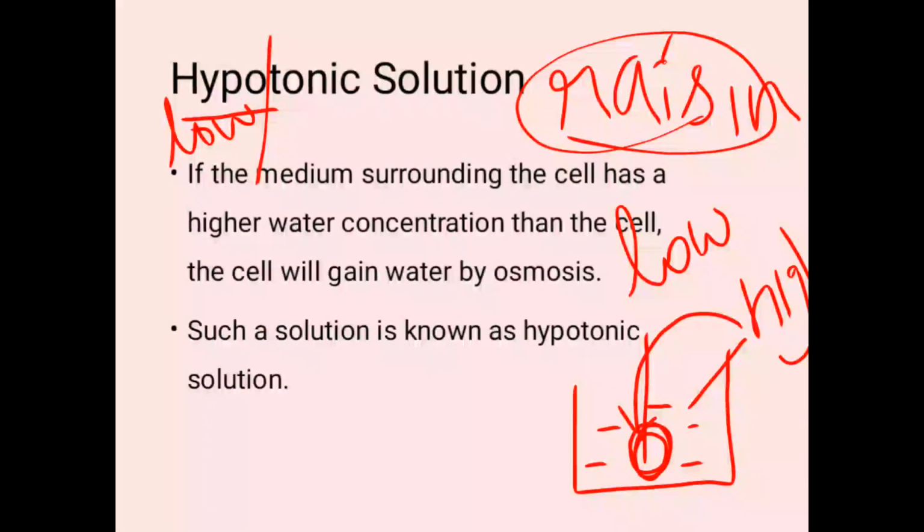So inside the raisin, the water concentration is low. Outside the raisin, the water concentration is high. So the movement of water from higher concentration to lower concentration through a semi-permeable membrane is called osmosis. So it is happening in the dry raisin, that is dry grapes. So it is said to be a hypotonic solution.